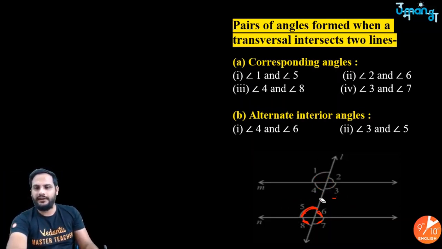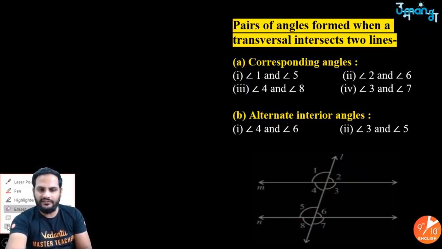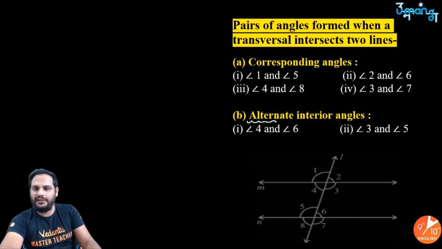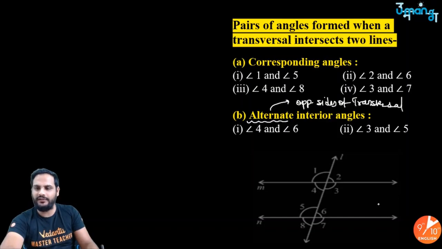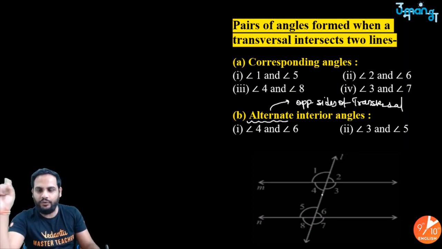After that, let us understand the interior alternate angle. To understand this, first understand that alternate means on the opposite sides of the transversal. Okay, alternate means opposite side of the transversal. So first thing, focus on the word interior. I am only talking about the interior angles, and that too which are on the opposite side of the transversal.